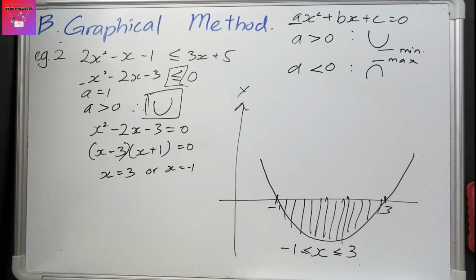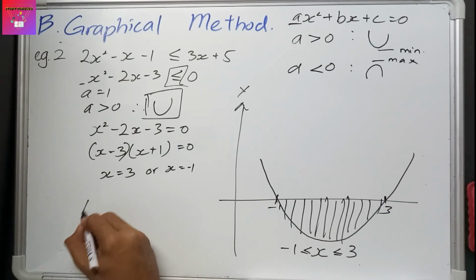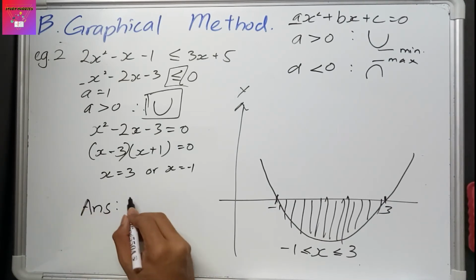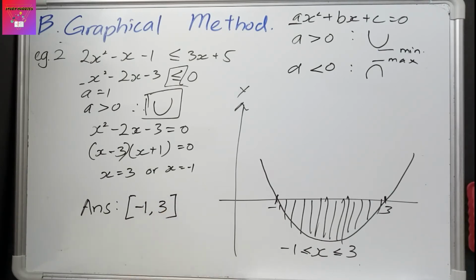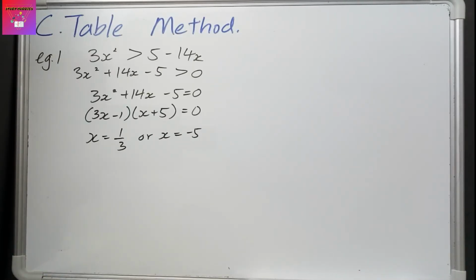So how do we write this as an answer in the interval form? We're just going to write, okay, so I'll write the answer here. It's going to be negative 1, 3, both closed because it's an equal sign over there. So this is how we would solve questions involving graphical method. So now we are going to look at table method.